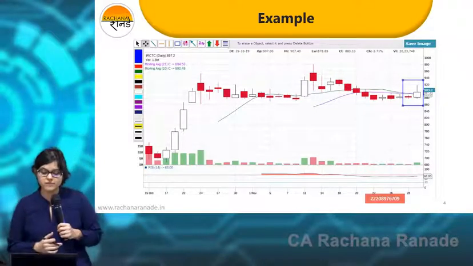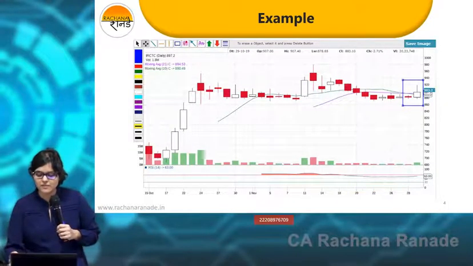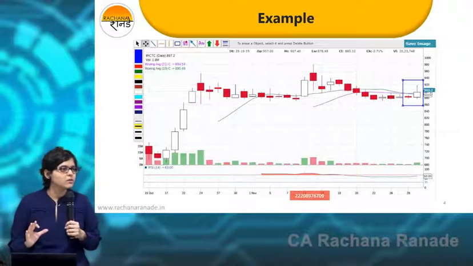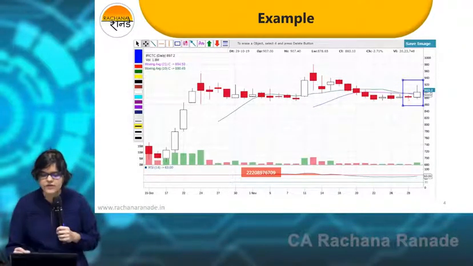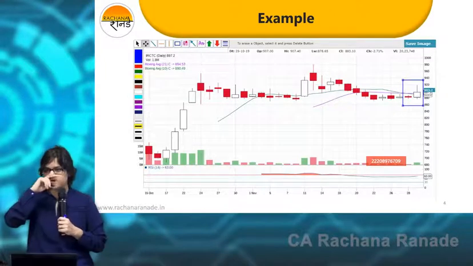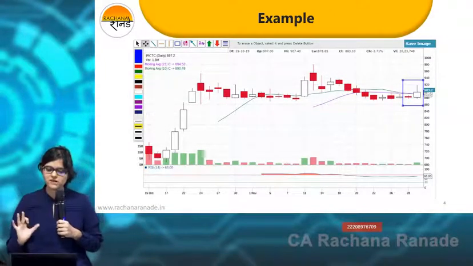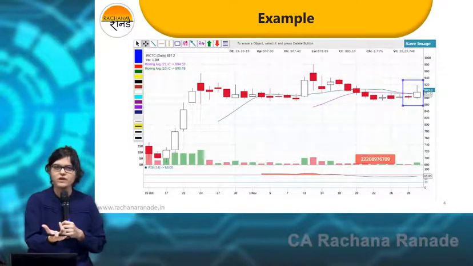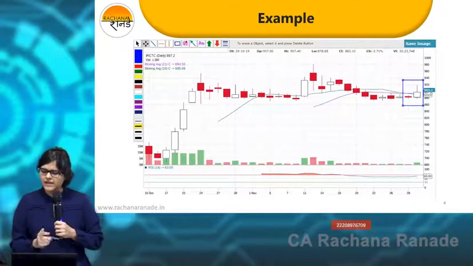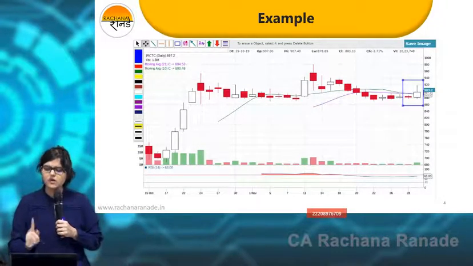Not that proper. Why? Can I say the body has been engulfed, but the tail, the wick, has not been completely engulfed. So in this case, are you going to say, okay, let's take the call? It is very close to a bullish engulfing candlestick. No. Any other parameter why you should not have taken a call right away?